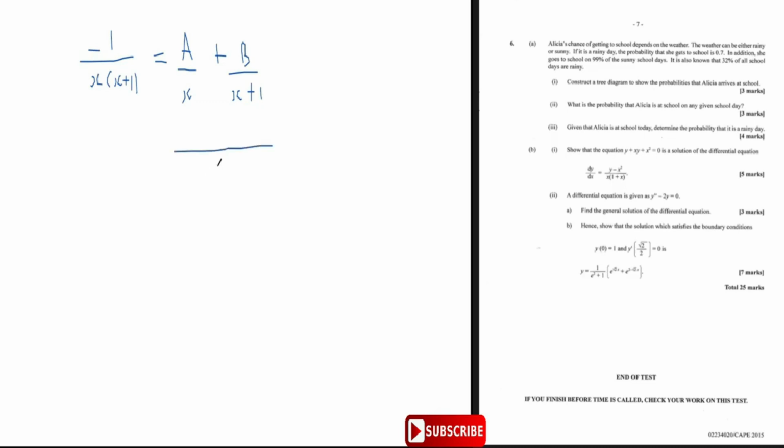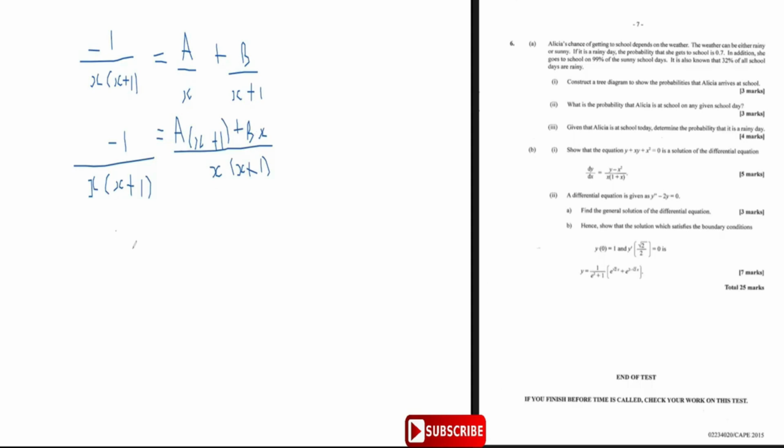So computing the LCM is going to be x times x plus 1. X into this leaves x plus 1. So this becomes a times x plus 1 plus b times x, and that's equal to -1. This is a lot of work for 5 marks. A lot of work. So that's -1 over x times x plus 1. All right, so this is what we have. Good. Now, all we need to do now is solve for a and solve for b.